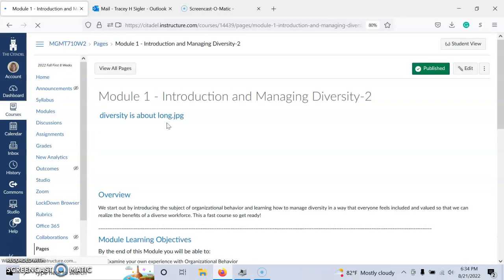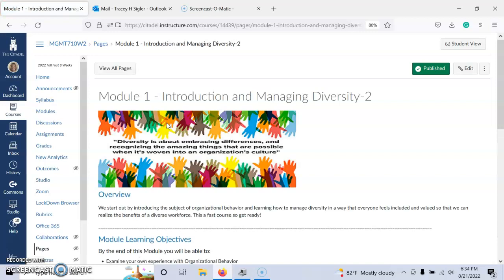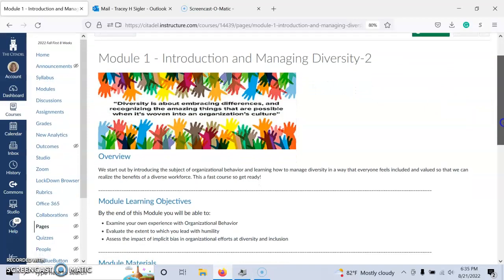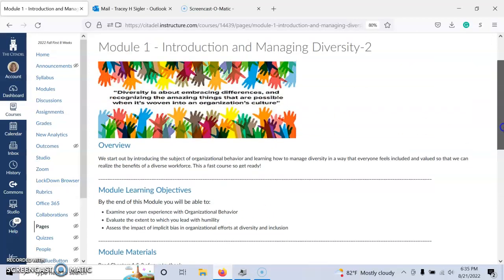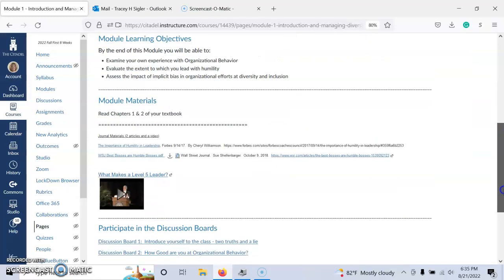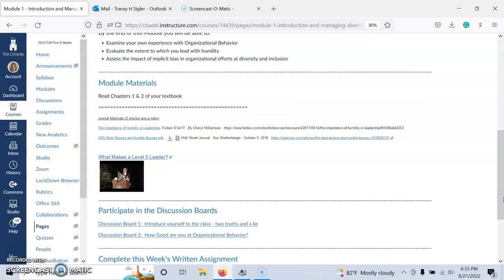To start out with Module 1, Introduction to the Class and Managing Diversity, we're going to introduce the subject of organizational behavior and learn about how to lead inclusively in the workplace. Every module is going to be set up with an overview, learning objectives, and information about the module materials. Take a look at chapters 1 and 2 of the textbook. You can skim or read the headings or read as deeply as you want in order to be able to respond to the assignments in this section.